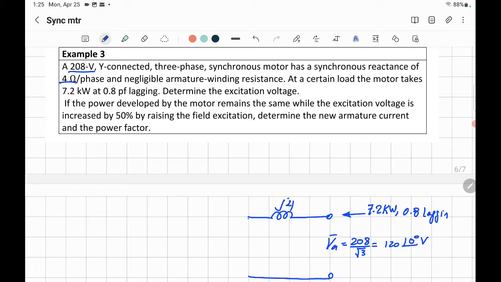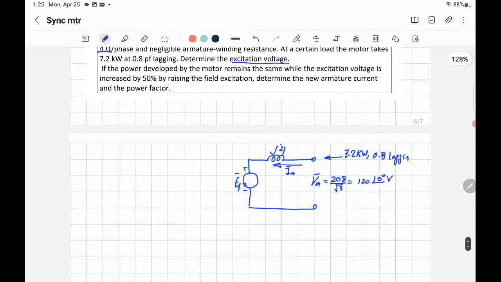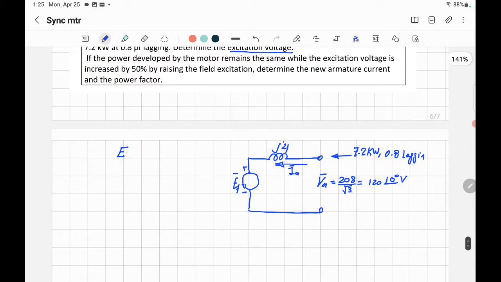So the first part, you are asked to, of course, you expect that the current in the motor will be in this direction. Determine the excitation voltage. What does it mean? It means find EF. Okay. So when you want to calculate EF, you got to know the armature voltage is given, XS is given, and IA, but IA is not given. So that's a problem. So we need to find IA.